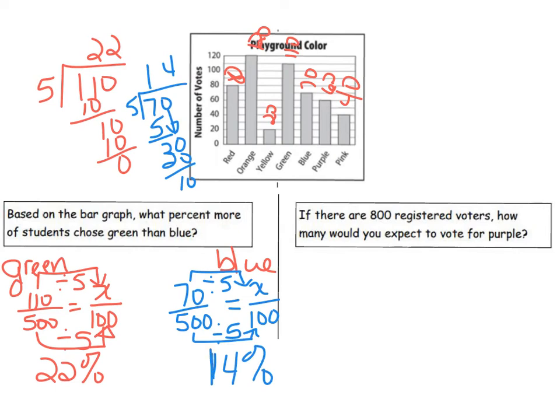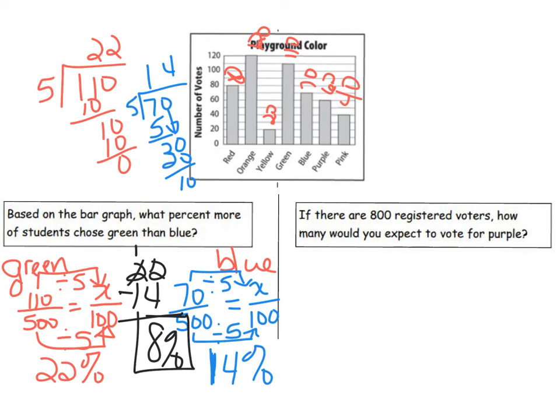So did we answer the question? No. What else do we need to do now? We need to subtract, because it says what percent more of students chose green than blue. So we're going to go ahead and subtract it. 22 minus 14. So 12 minus 4 is going to give us 8. So our answer is 8%. So that's a lot of work, isn't it? But when we're working with percents, you have to do what the question is asking you.